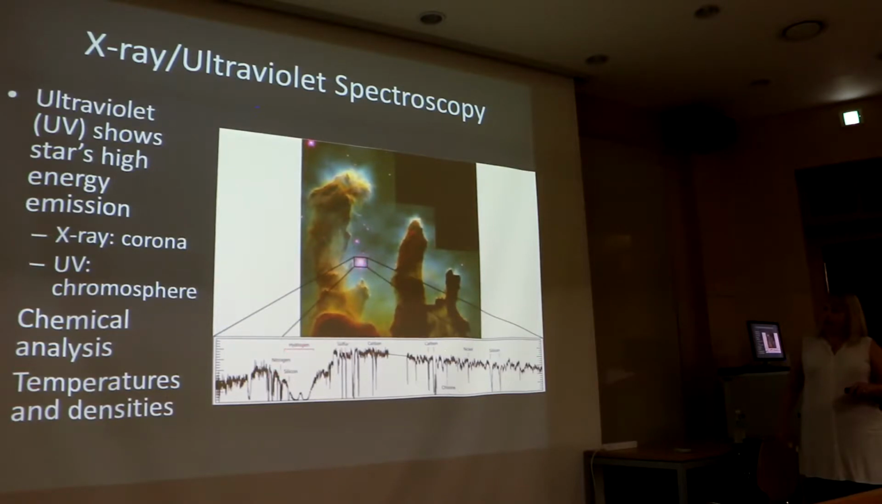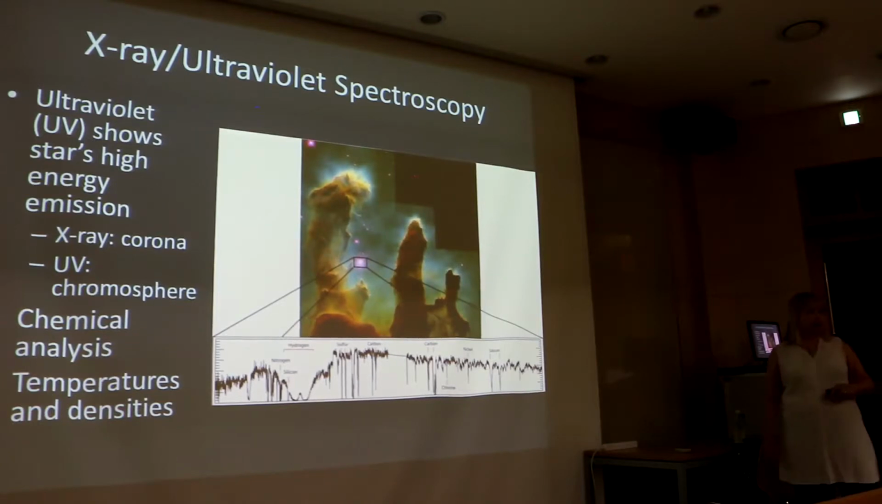So we've labeled some of the features. This is hydrogen, nitrogen, silicon, sulfur, carbon, chlorine, nickel, silicon. So we can see these features, and by analyzing them, we can determine what metals are available in the gas and the temperature and the density of the material. So that's why we want the spectral data instead of just the picture, so we understand what the gas in this nebula is made out of.